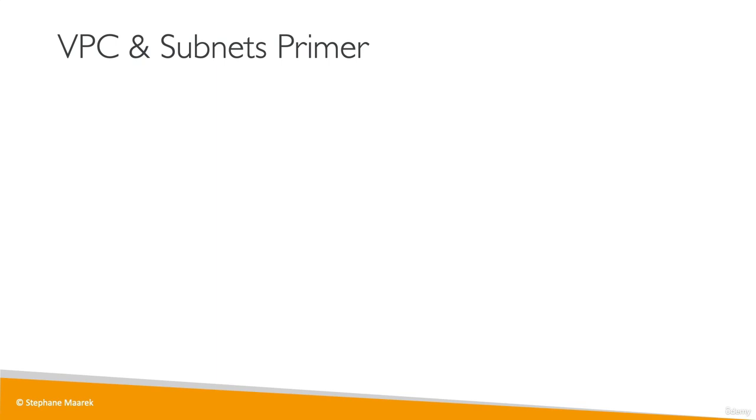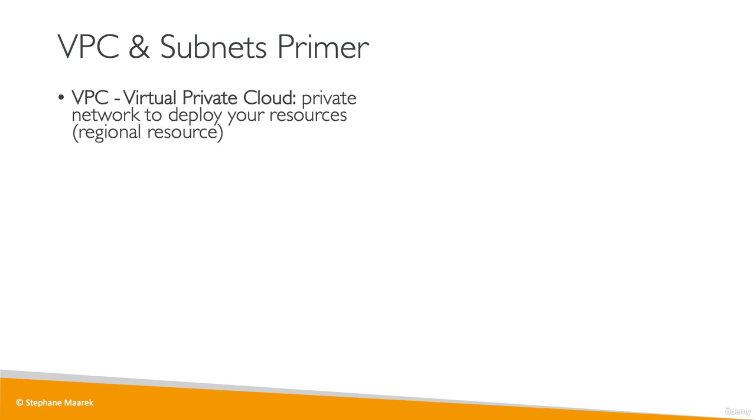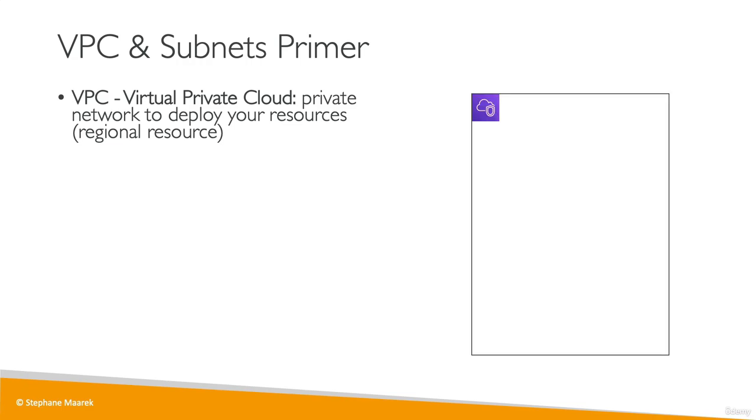So let's start by understanding what a VPC is. A VPC is a virtual private cloud, and it is a private network for you to deploy your resources in, for example, your EC2 instances. A VPC is linked to a specific region, so if you have multiple regions in AWS, you need to have multiple VPCs. So here's an example.